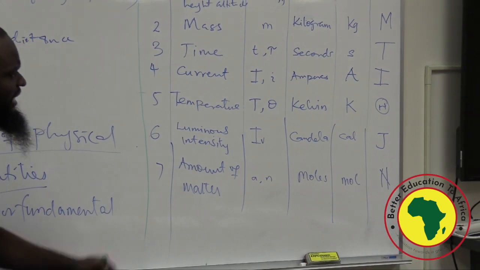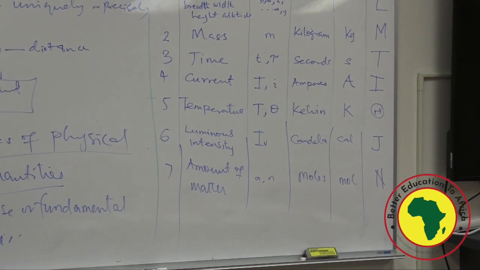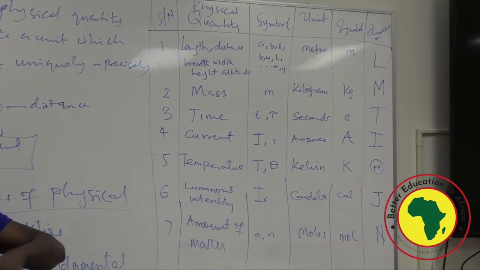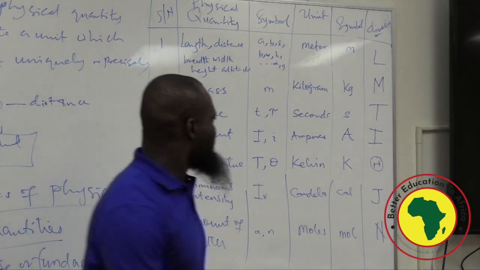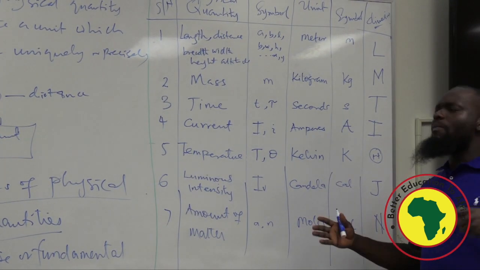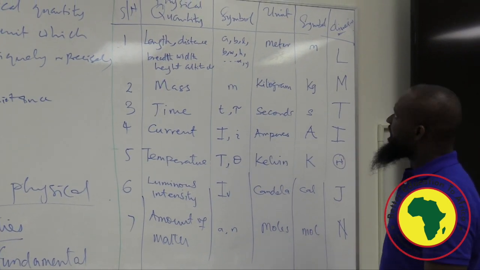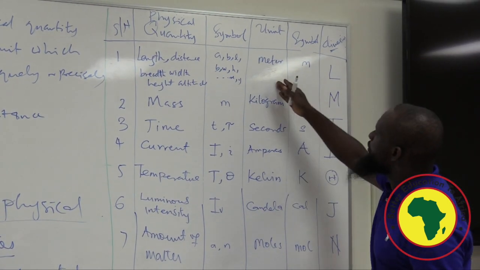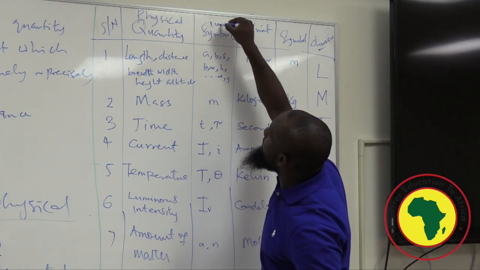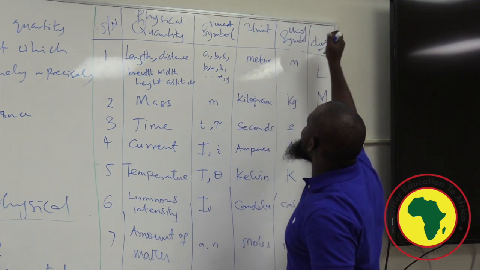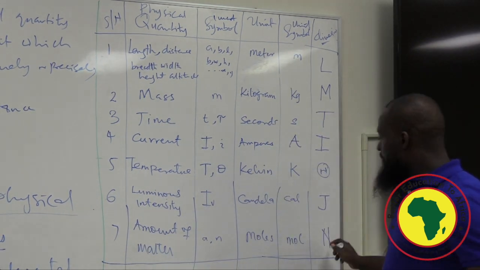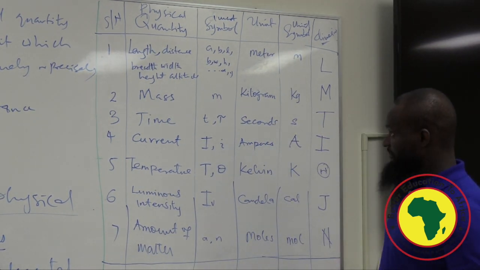So these are the 7 fundamental quantities, the 7 base quantities. They cannot be decomposed into any other quantity. They stand on their own. It doesn't mean they are more fundamental or more basic than other quantities. We have the symbol for the quantities, the unit for the quantities and the symbol for the unit. So this is the quantity symbol and this is the unit symbol. And dimensions, we're going to explain by the end of the class today, for us to understand what we mean by dimensions of these quantities.